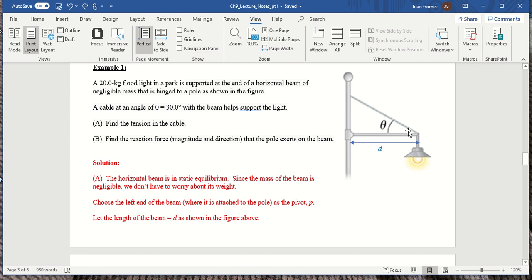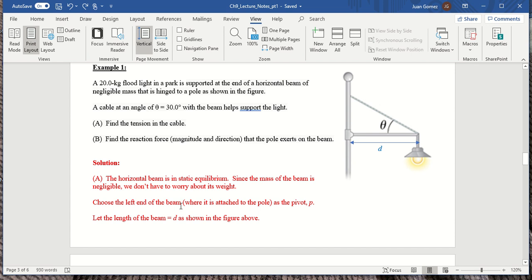And so I want to know what is the tension in the cable that's at the right end of the beam. I want to know what's the magnitude of that tension force. Remember, an object attached to a cable, rope, string, there's going to be a tension force. And I want to know what is the magnitude of the reaction force that acts at the left end of the beam. That's the force that the light pole exerts on the beam.